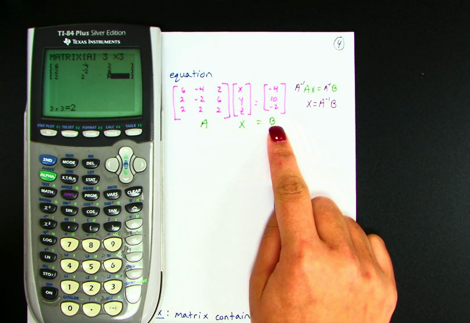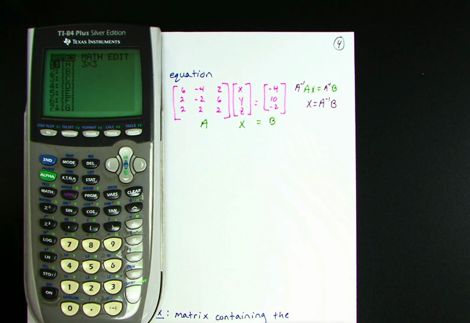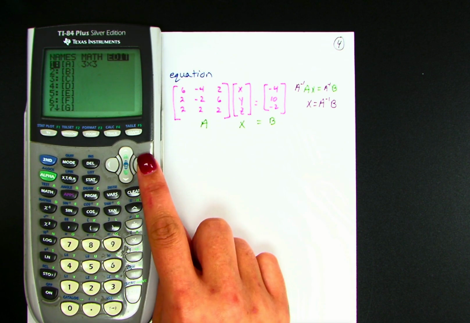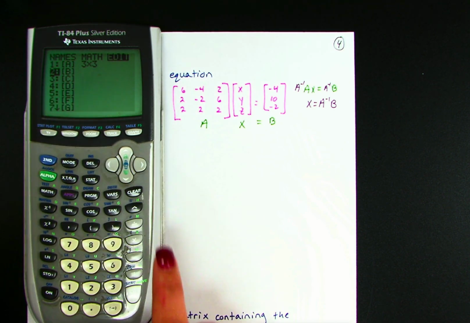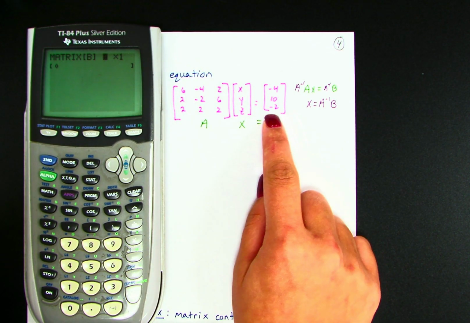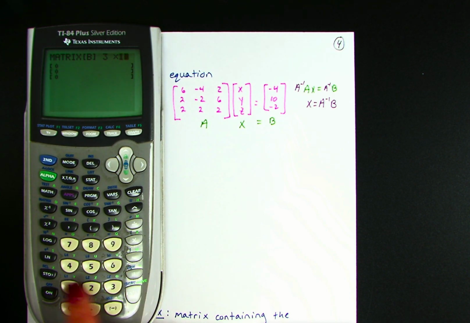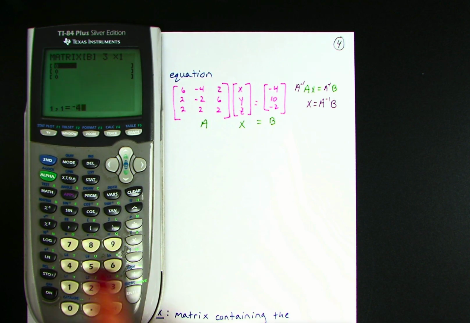So we need to also type in matrix B. So I'm going to do second matrix. I'm going to go over to edit. And this time I'm going to arrow down to select B. So I'm going to press enter. So starting with the dimensions, we have 3 rows, 1 column. And then I'm just typing in these numbers, so -4, 10, and -2. And then now I need to quit and go back to my home screen. So second mode to quit.